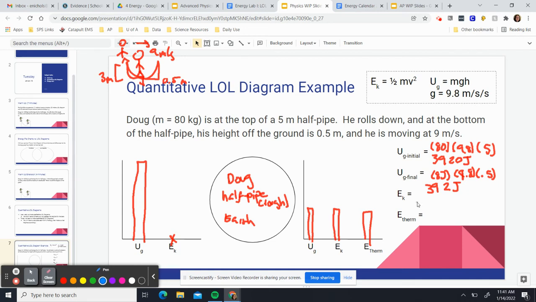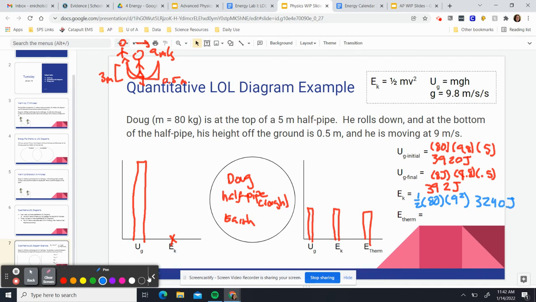Next, we want to calculate his kinetic energy when he's at the bottom. So we know his speed, so we could just plug it in. So it's 1/2 times the 80 kilograms times that 9 squared. And that's going to be 3,200, and that just looks silly. I need an eraser. 3,240 joules. Okay, and I do have E therm, but we'll come back to that.